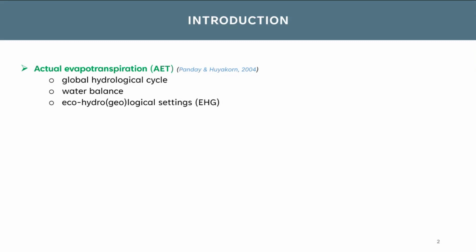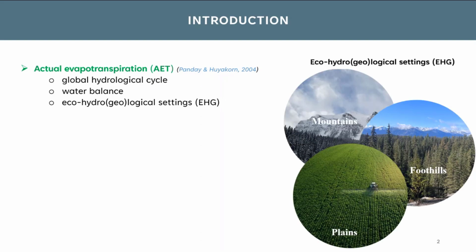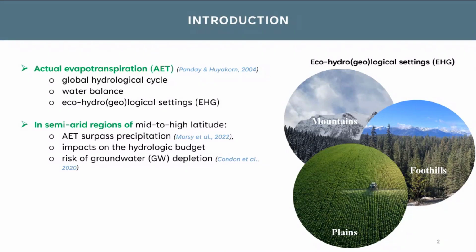So, it's well known that evapotranspiration plays a crucial role in the global hydrological cycle, significantly influencing the water balance in diverse ecohydrological regions, such as mountains, foothills, and plains. Additionally, in semi-arid regions of mid to high latitude zones of the world, the actual evapotranspiration can surpass the annual precipitation or substantially dominate other water balance components, leading to potential impacts on the hydrologic budget, resulting in pressure on groundwater and surface water availability, and also increasing the risk of groundwater depletion.